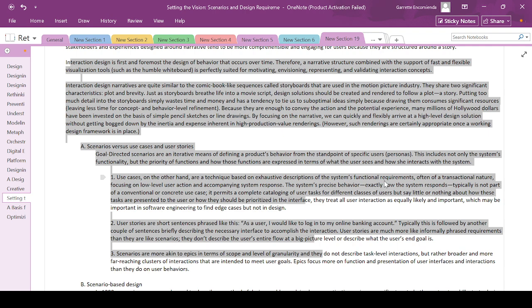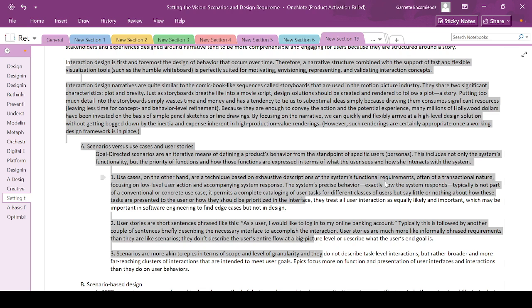So just as a storyboard provides life to a movie script, design solutions should be created and rendered to follow a plot as well, a story. So your solution must come from a story. Putting too much detail into the storyboards simply wastes time and money and has a tendency to tie us to suboptimal ideas simply because drawing them consumes significant resources, leaving less time for concept and behavior level refinement.